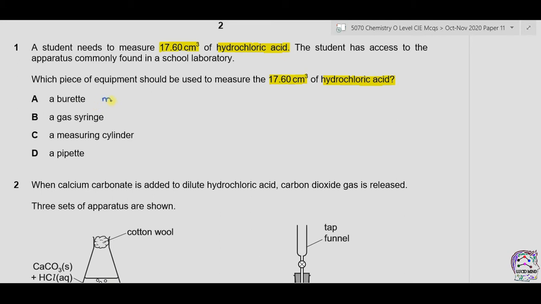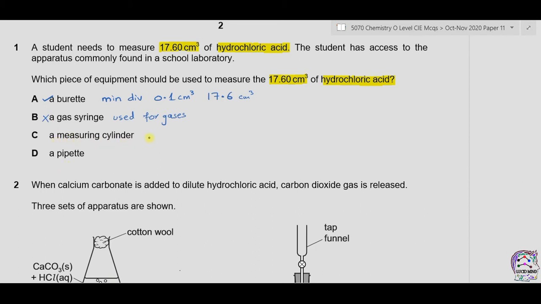Now the minimum division in burette is 0.1 cm3. So this is also the accuracy with which we can measure the volume. So the student would be able to measure 17.6 accurately. So A could be correct. B is gas syringe. Now as HCl is being measured, but gas syringe is used only for gases. So B is incorrect.